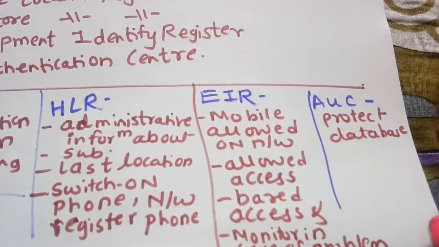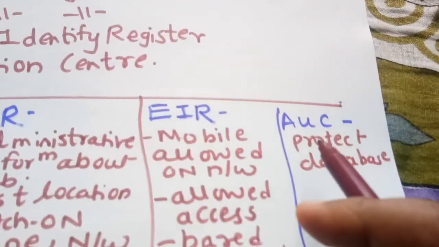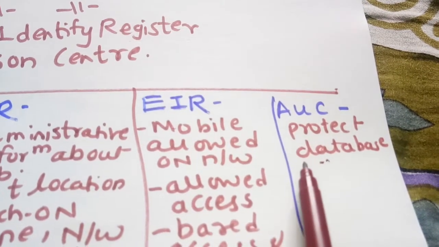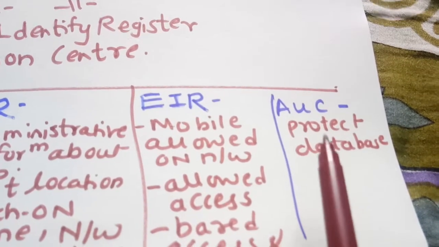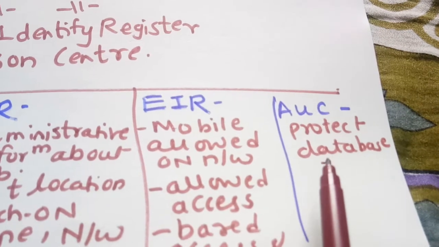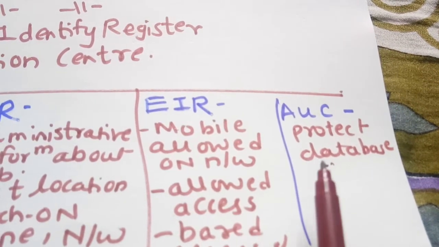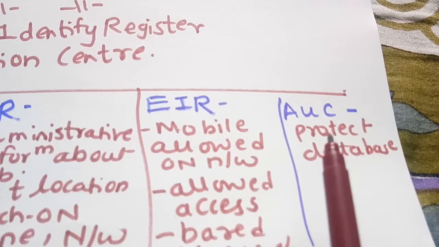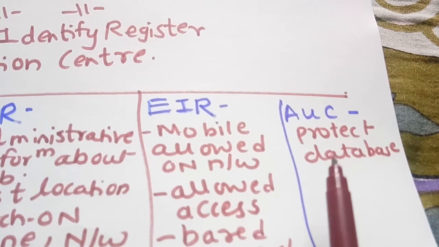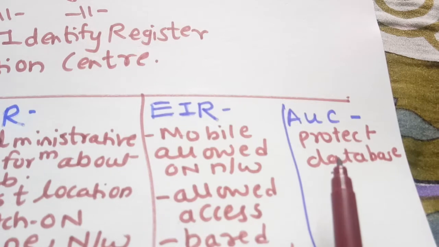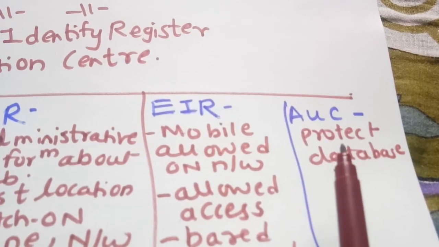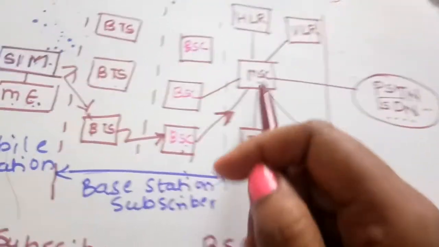Then the AUC is a very important register that protects the database. Security should be given to each and every call. Your call should not be available locally, and no other person should be able to use your secure data. The data security and the SIM card security is given by the AUC unit.